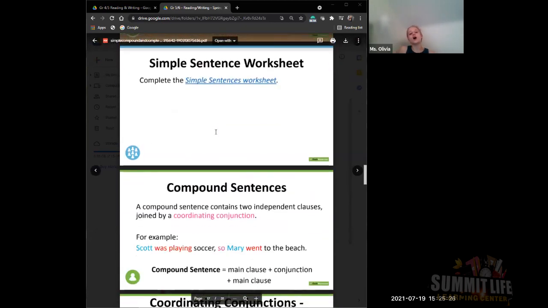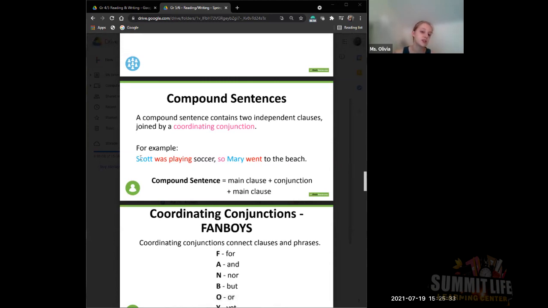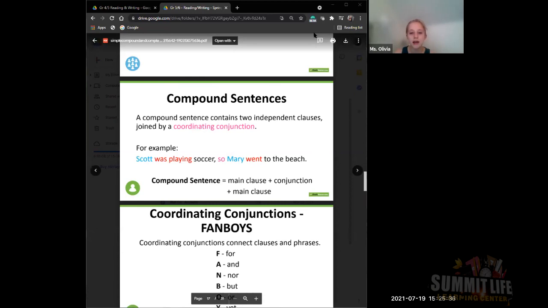Excellent. So if we have a compound sentence, I'm going to ask you guys to do some math here. A compound sentence is two independent clauses joined by a coordinating conjunction. We'll talk about coordinating conjunctions. I can see that that's a scary word. If we have two independent clauses, how many subjects can we have? Send that in the chat.